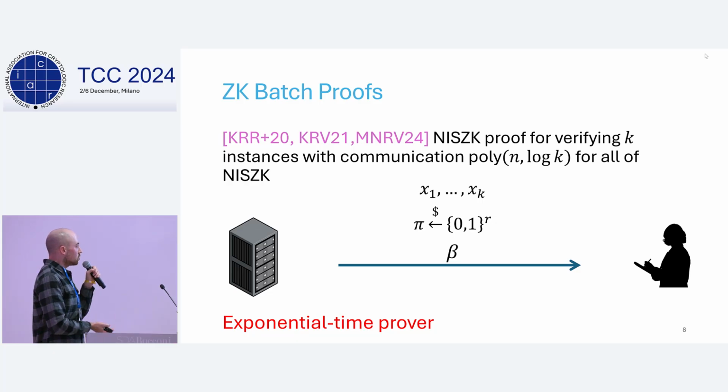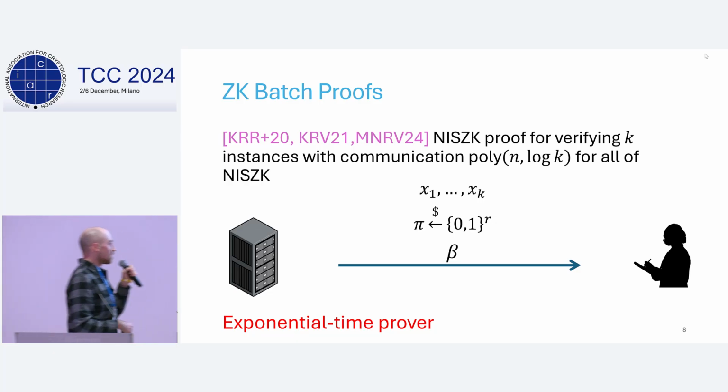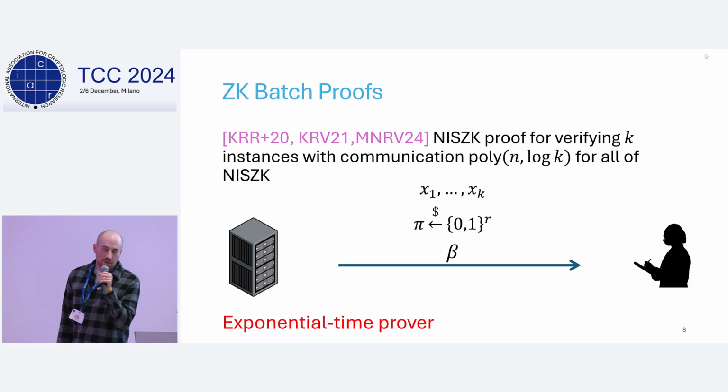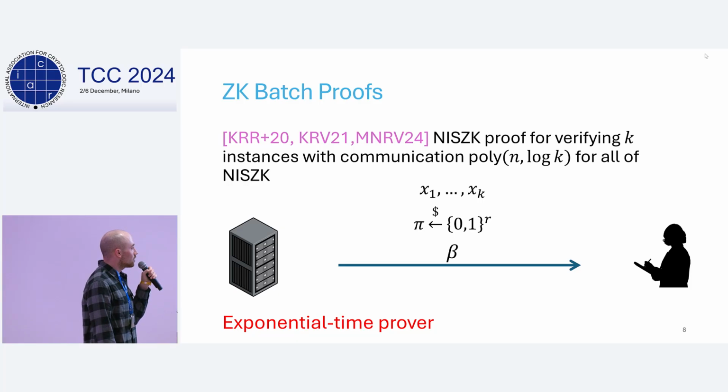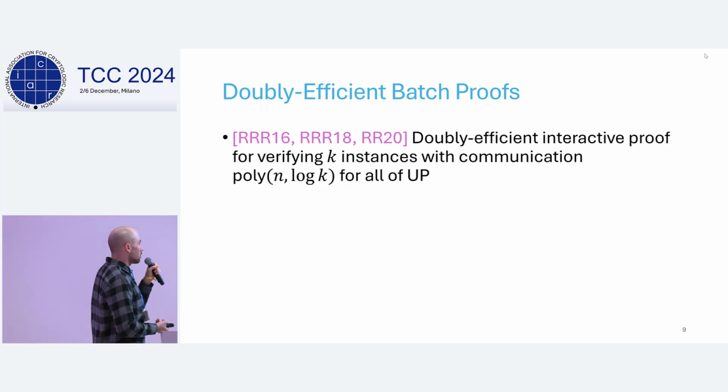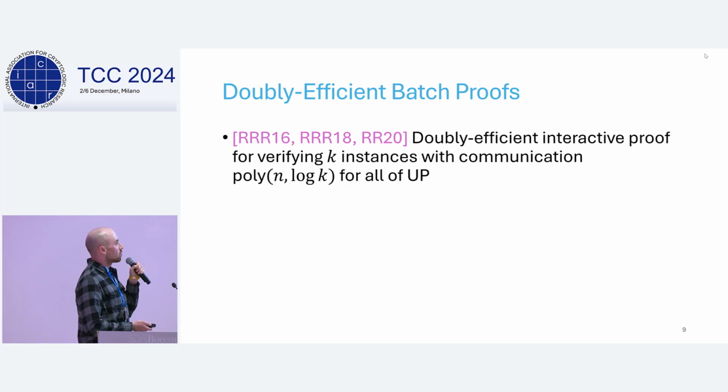The problem with this proof is that the prover runs in exponential time, and of course we don't like that much. We'd like to get polynomial time provers. Okay, so let's try to look at doubly efficient batch proofs. They are essentially proofs that also do batching, but in this case, we require the prover to be doubly efficient. That means that we want the prover to run in polynomial time given the k witnesses.